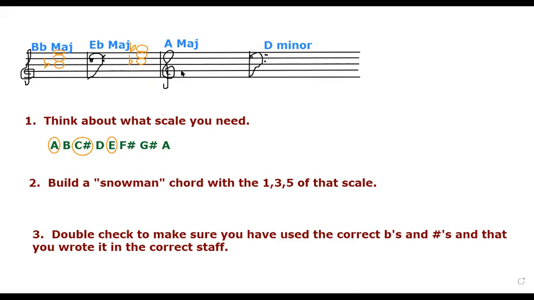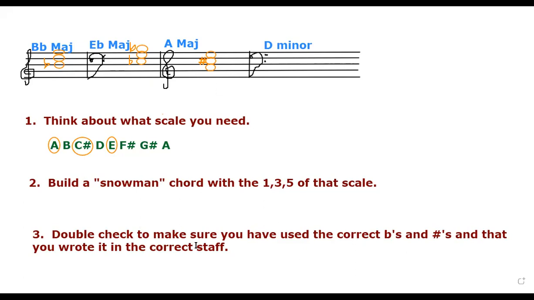The next step is to draw it on the staff. We have our treble clef here, so we need to make sure that we're thinking in treble clef. Here's an A. Here's a C. And here's an E. The next step is to double check that we've used the correct flats and sharps. Well, we have not, in fact, done that because we do not have a C sharp written here. We just have a plain old C. So we have to add a C sharp there, and now we're good.